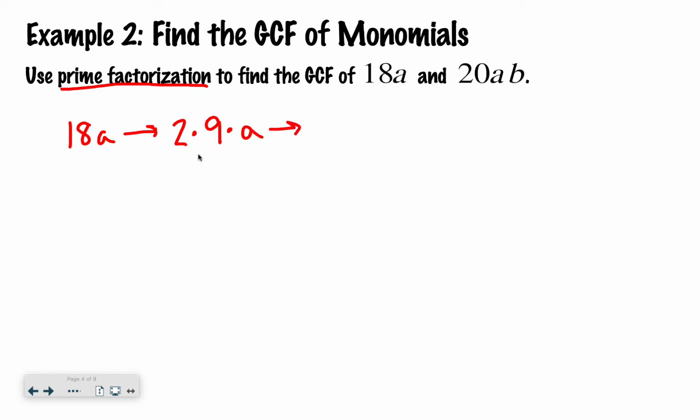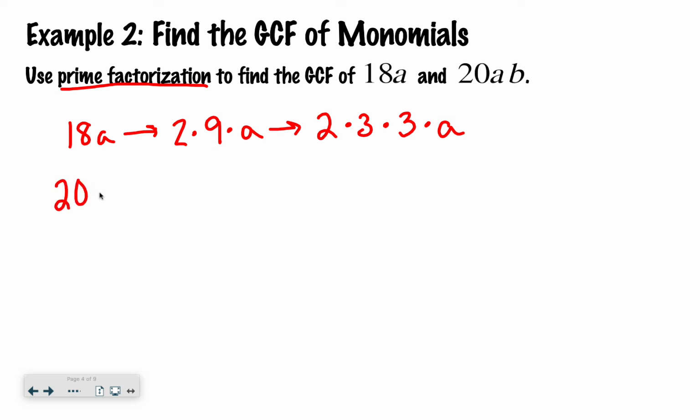And then I think about those numbers. Is there anything that 2 breaks down into other than itself and 1? No, because it's a prime number. So we leave the 2, and then I think, okay, what multiplies to 9? That would be 3 times 3. And then I still have that times a. So this right here can't break down any further. So this is what's known as the prime factorization.